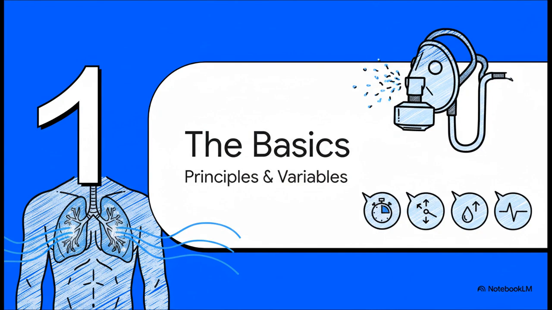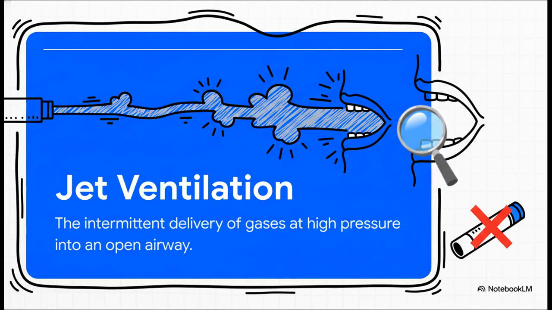Okay, first things first, let's build a solid foundation. Before you can understand the fancy stuff, you've got to have a rock-solid grasp of what jet ventilation actually is, and the 4 levers you can pull to control it. Now, I want you to focus on 2 words here, high pressure and open airway. That's the whole magic trick.